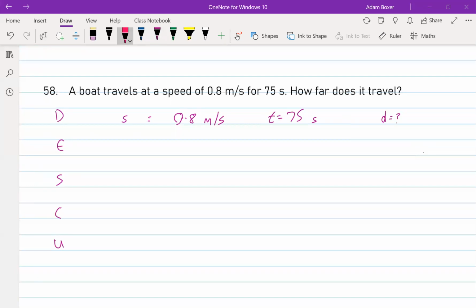Do I need to do anything to this? Do I need to change it? Am I happy with it the way it is? I'd say that I'm pretty happy with it the way it is. Speed times time equals distance. 0.8 times 75 equals distance. We get our trusty calculators out and we get 60.